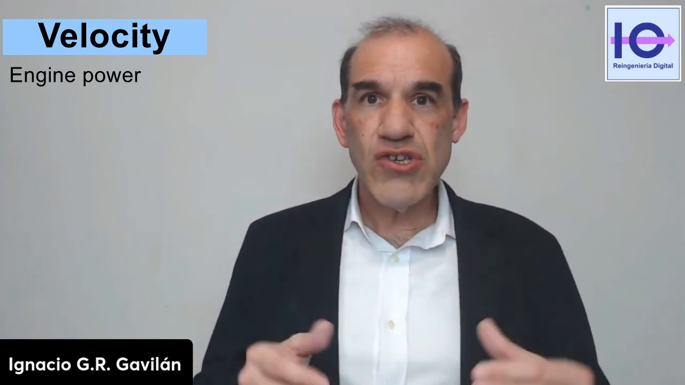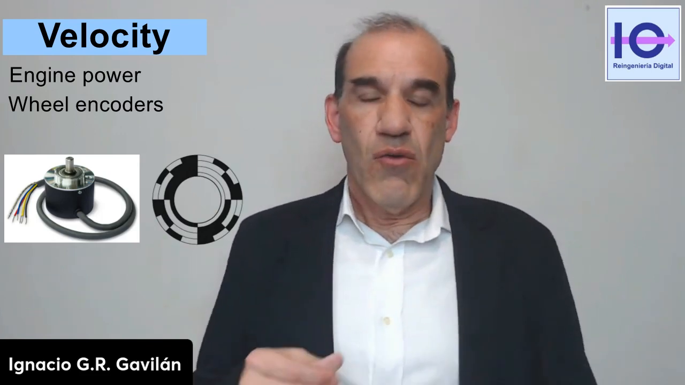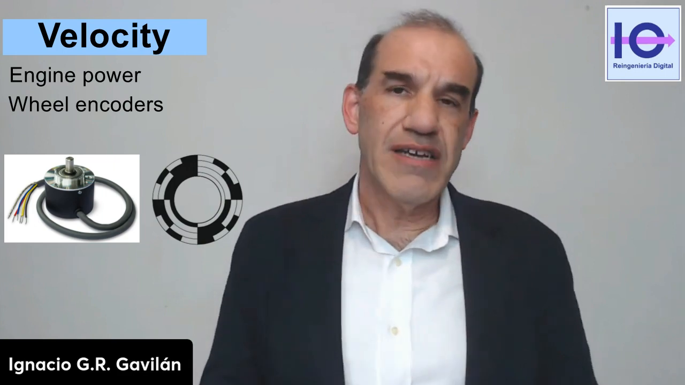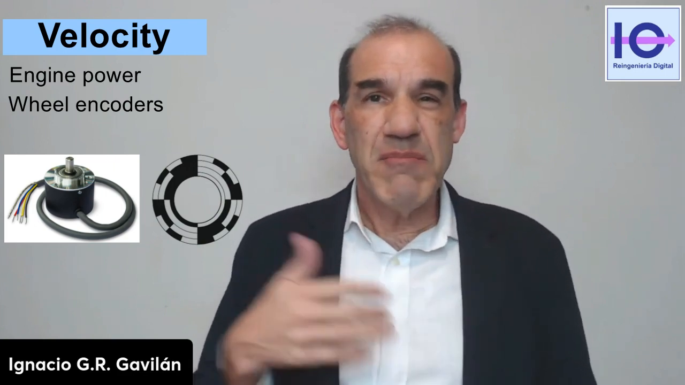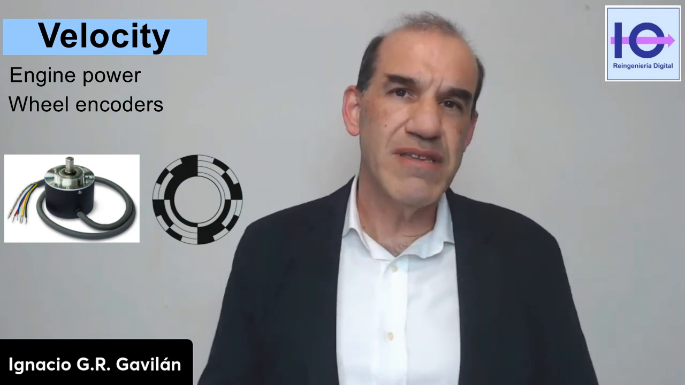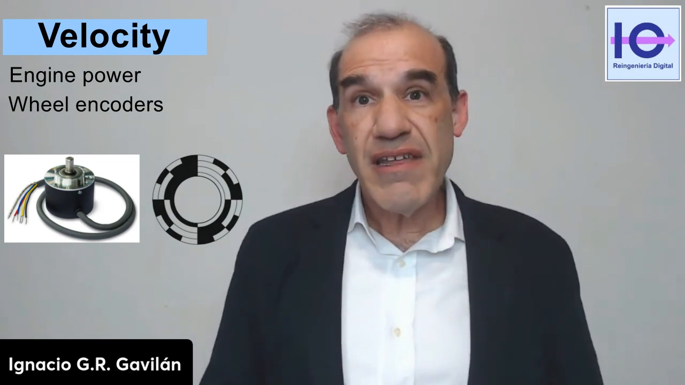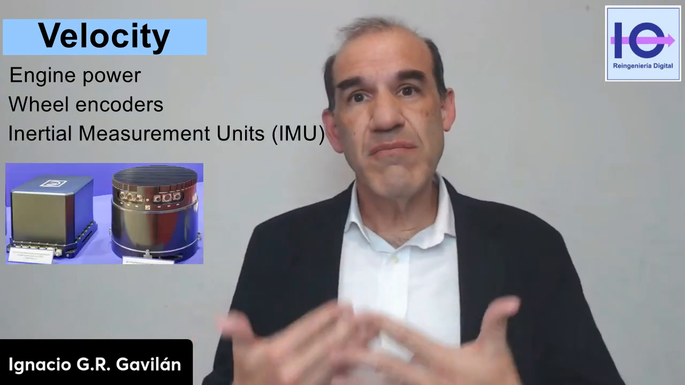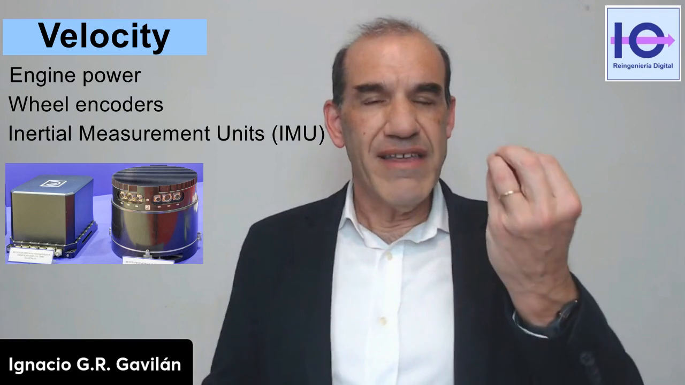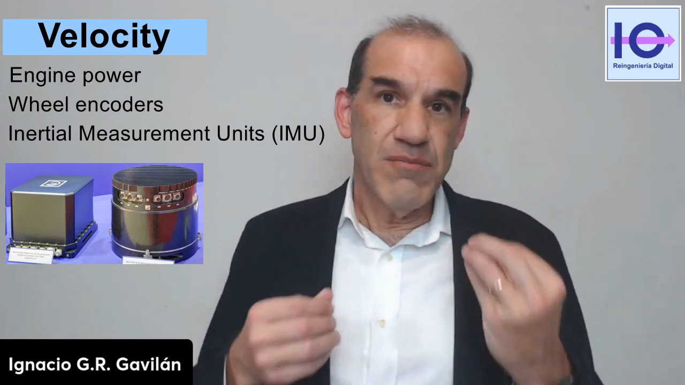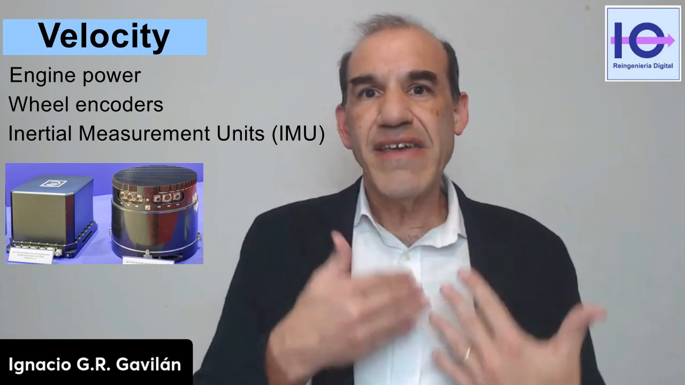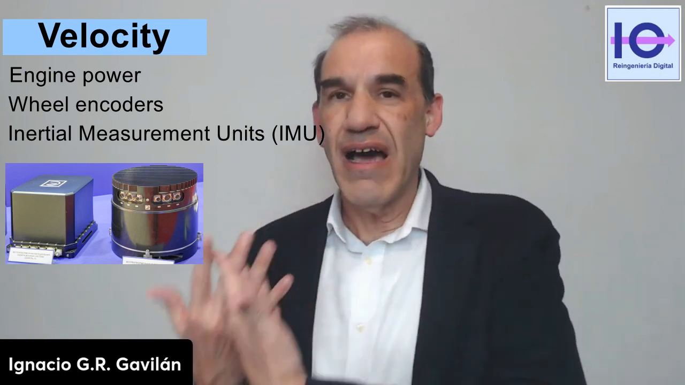The robot can also use wheel encoders, which measure the movement of the wheels, the velocity or acceleration of the wheels. And maybe you remember them when we spoke about velocity or speed sensors. Finally, the robot can use inertial measurement units. Inertial measurement units combine accelerometers that measure linear speed and acceleration, and gyroscopes that do the same but with angular speed and acceleration.